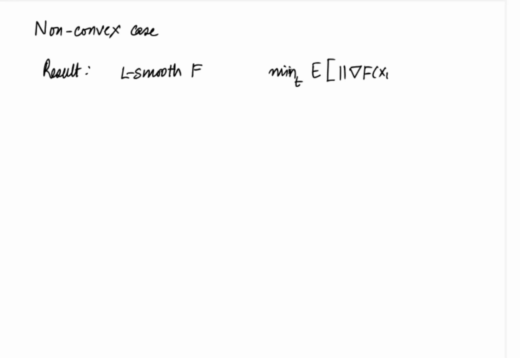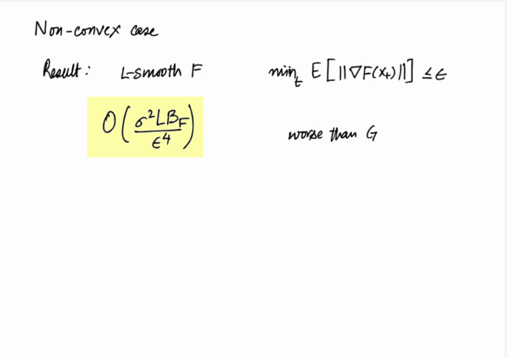We have already seen the example of neural networks where the objective function is non-convex. For non-convex but smooth f, the result is that the number of IFO calls to ensure that the minimum over t of the expected value of the norm of the gradient of f of x_t is less than or equal to epsilon is given by order of (sigma squared L b_f by epsilon) raised to the power 4. Observe again here that while this is much worse than what we had in gradient descent in terms of epsilon, it does not depend on capital N and can be used for arbitrarily large data sets.